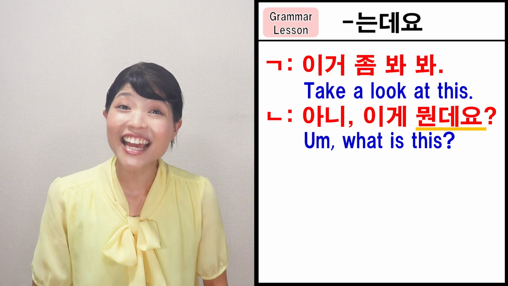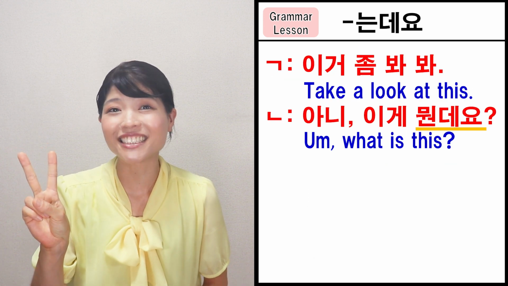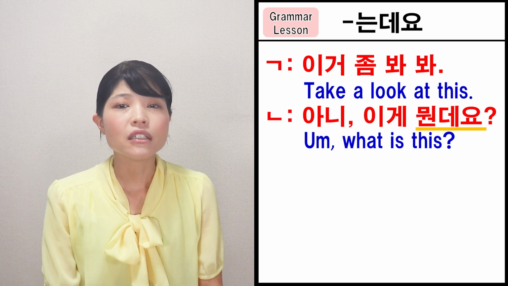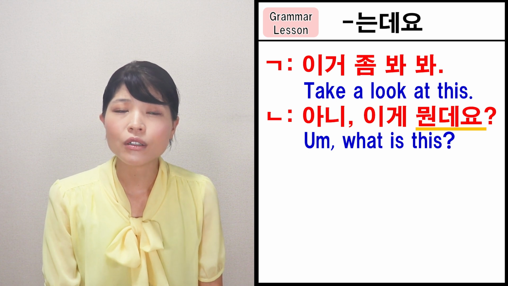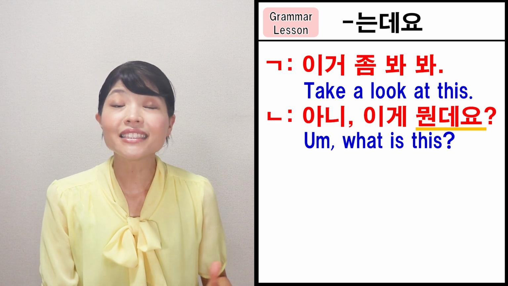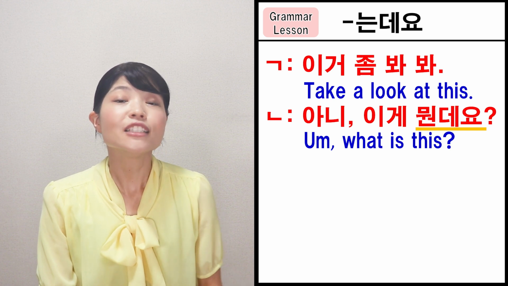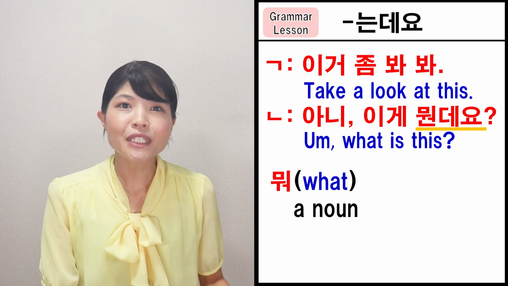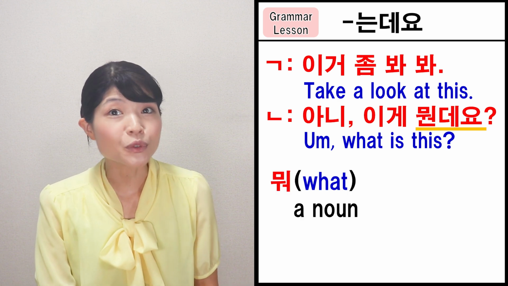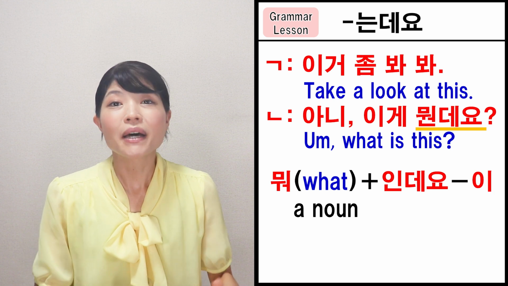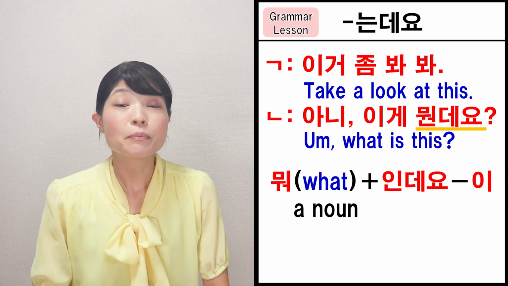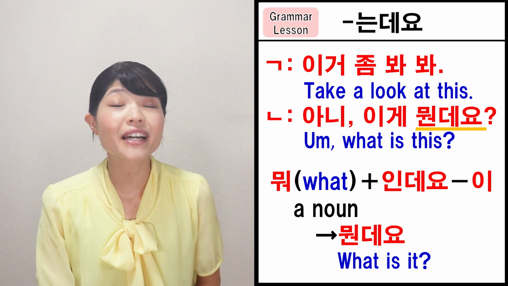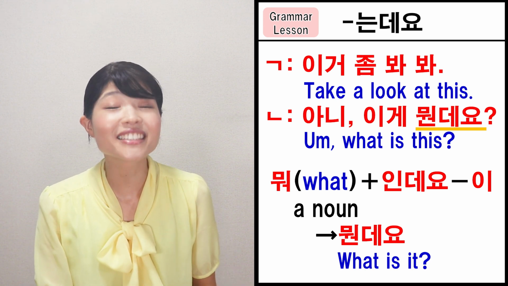Then let's look at 는데 in pattern 2, asking questions. 이것 좀 봐봐. Take a look at this. 아니, 이게 뭔데요? What is this? In this sentence, the speaker, 나, is trying to ask for an explanation like, what is it? You treat 뭐, what, as a noun. So you add 인데, but E is omitted here, and it becomes 뭔데요? What is it? This is a very colloquial expression. I'm sure you're gonna hear it in the future.